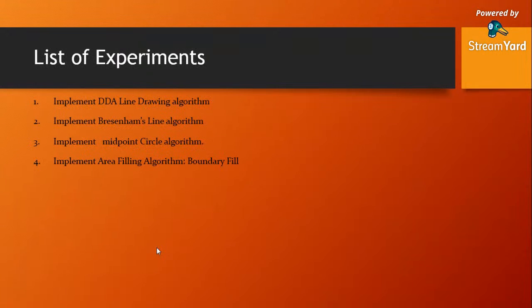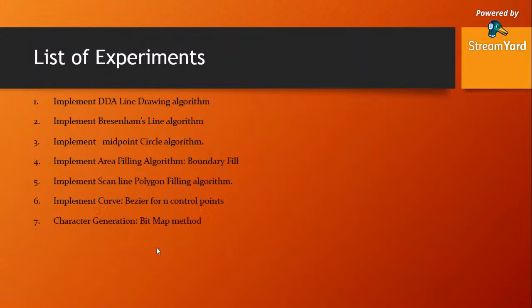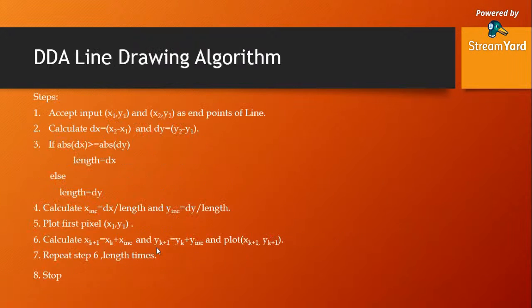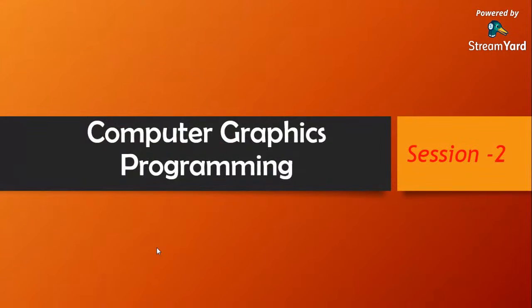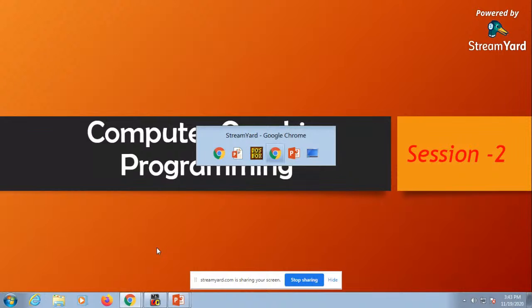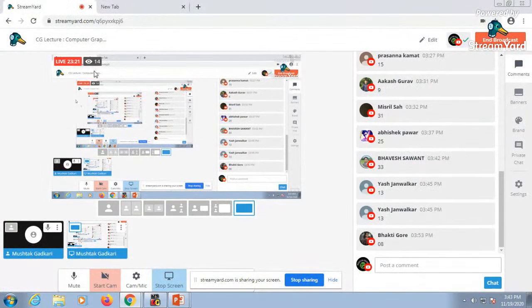So this is the list of experiments, DDA and Bresenham. Now in the next session we will write the program for the midpoint circle drawing algorithm, and we will implement the area filling algorithm, that is boundary fill, in session 2. We will stop here. We will again join at 3:50.